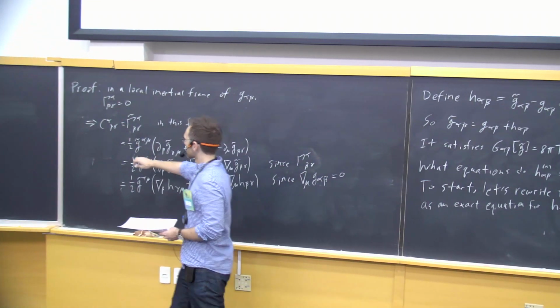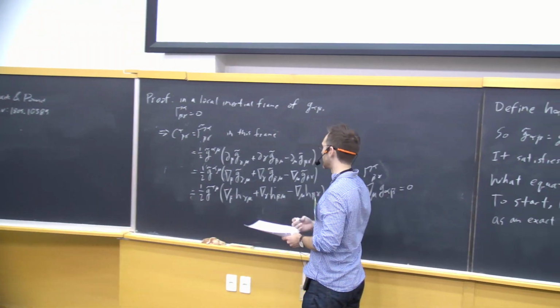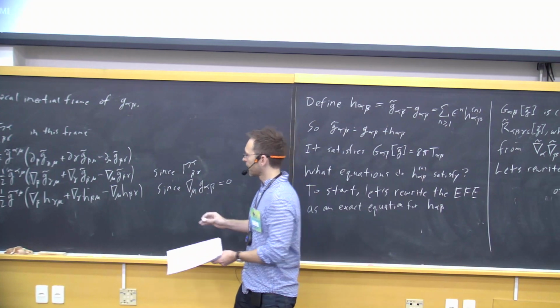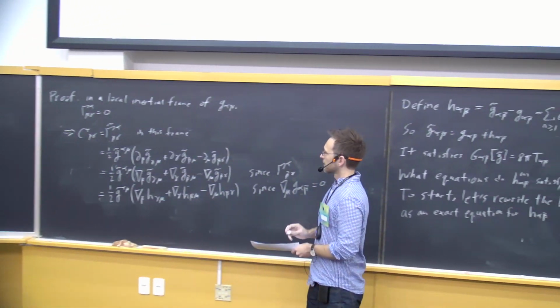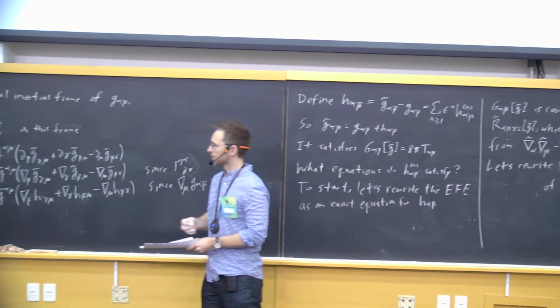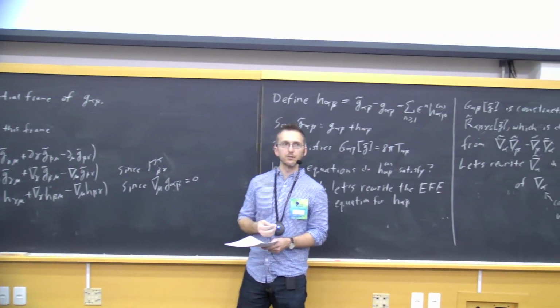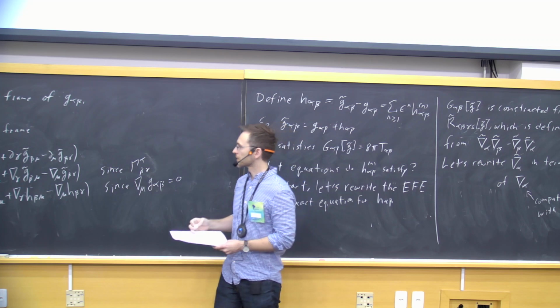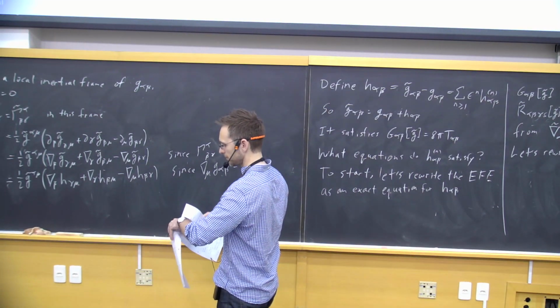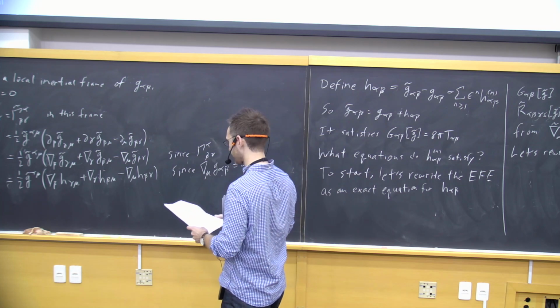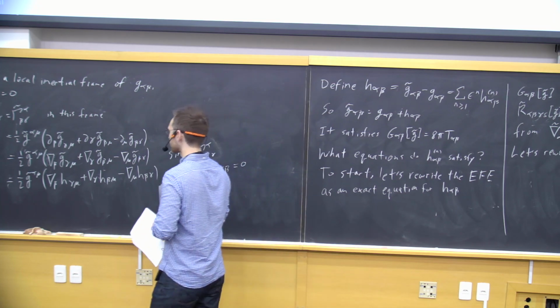So remember I said that C is a well-defined tensor. What I've got here is a well-defined tensor. So this result holds in any coordinate system, not just in the local inertial frame. This is a tensorial relationship.